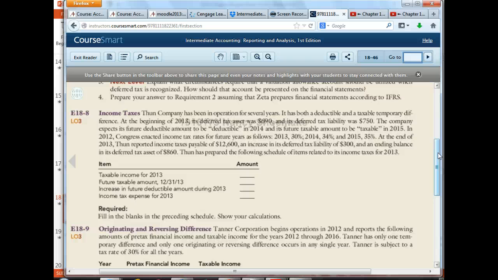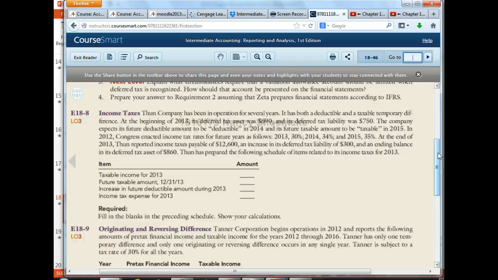In 2012, Congress enacted income tax rates for future years as follows. In 2013, we've got a 30% rate, 2014, a 34% rate, 2015, a 35% rate. At the end of 2013, Thune reported income taxes payable of $12,600 and an increase in its deferred tax liability of $300 and an ending balance in its deferred tax asset of $860. Thune has prepared the following schedule. Fill in the blanks and show your calculations.